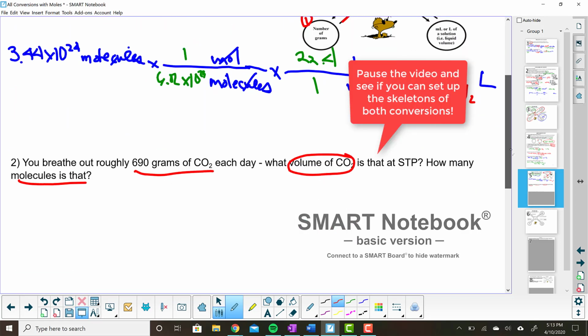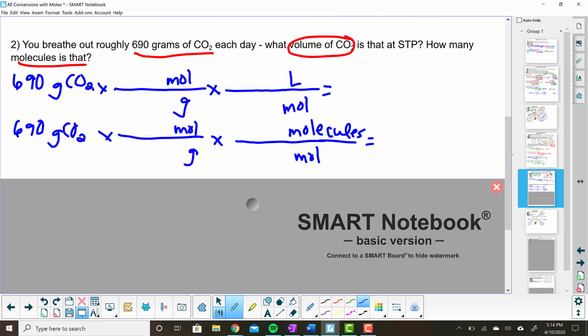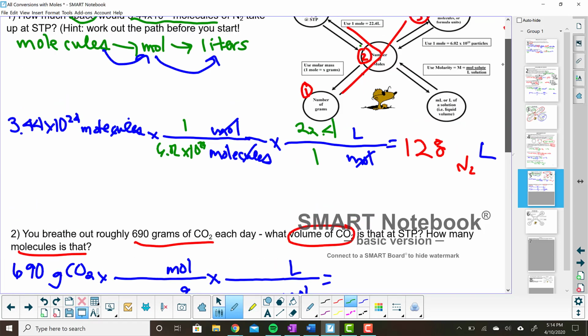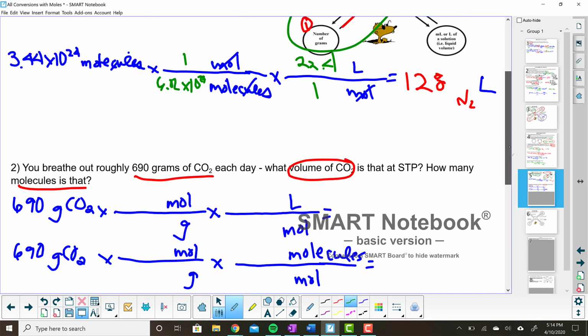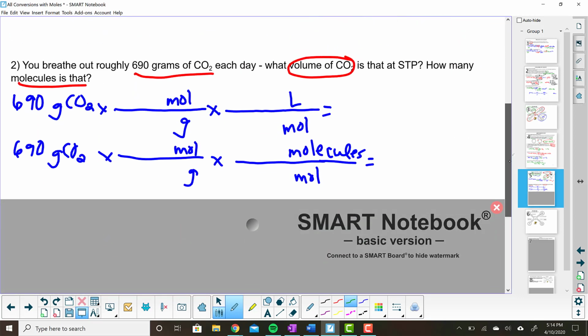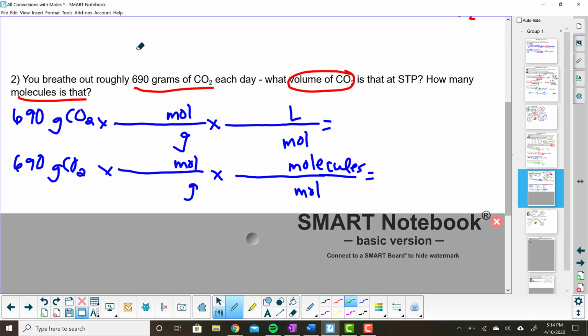So let's get started on that math. Let's do the top one first. Moles and grams, right? That's molar mass. If you look at this is where we're looking right here. To get from grams to moles, we have to use the molar mass, which means we have to calculate the molar mass. Okay, molar mass of carbon dioxide.